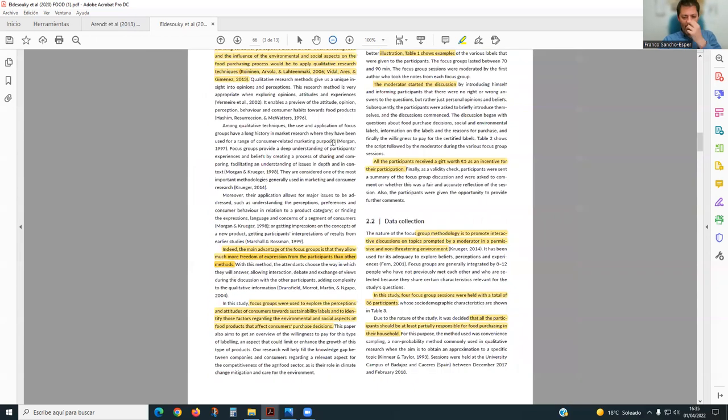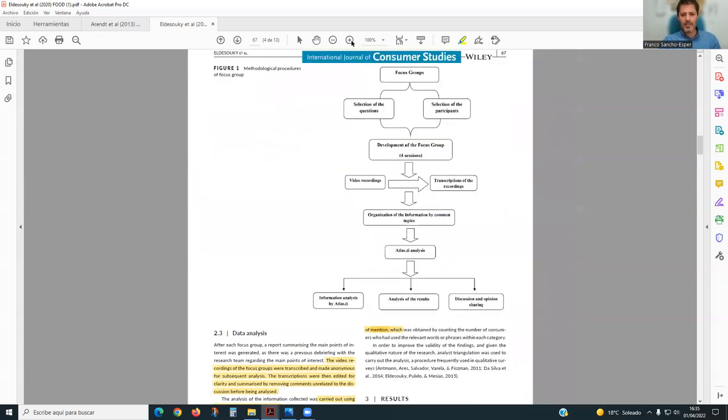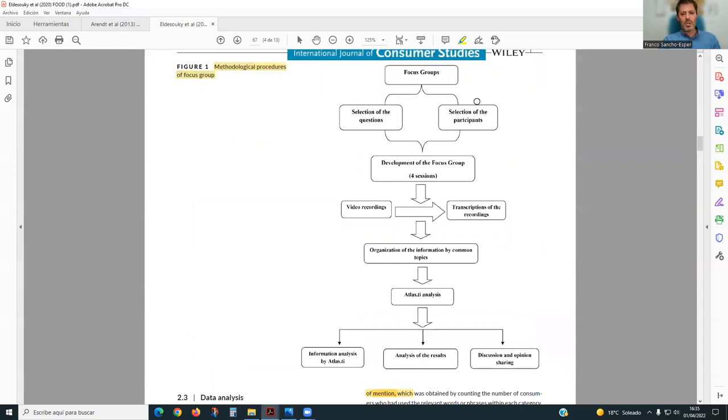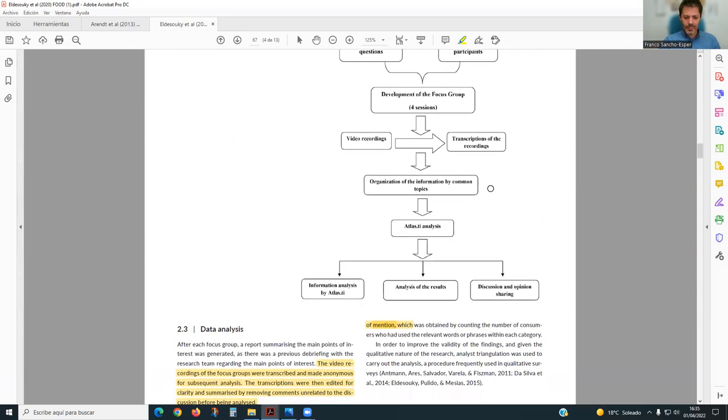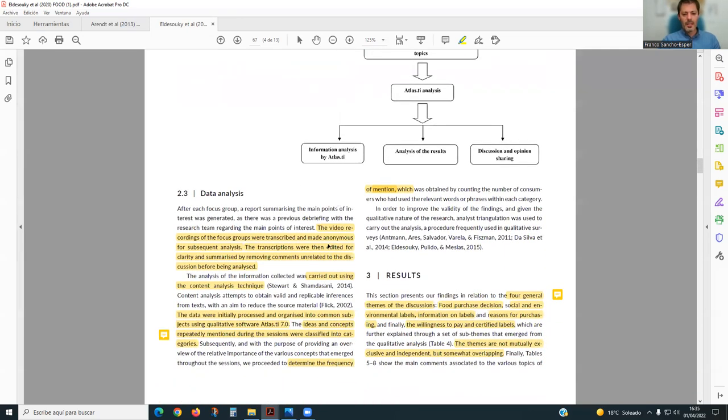And it's very interesting, this graph they have organized on the next page, the methodological procedure used. They organize this chart, which shows how they did the focus group: selection of questions, participants, development of sessions, and then video recordings, transcriptions, organization in topics, Atlas.ti, information, analysis of results, discussion. It's a very, very interesting graph. Data analysis: they say the video recordings of the focus groups were transcribed and made anonymous. The transcriptions were then edited for clarity and summarized by removing comments unrelated to the discussion.